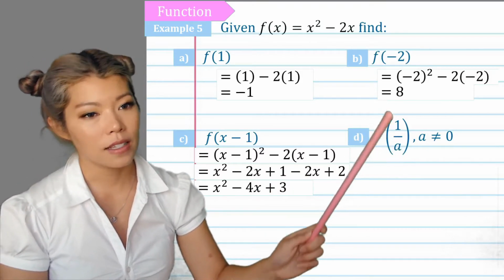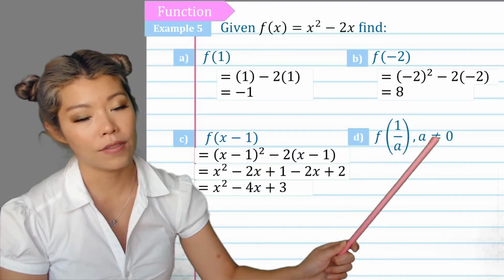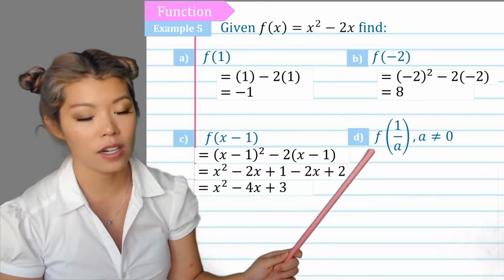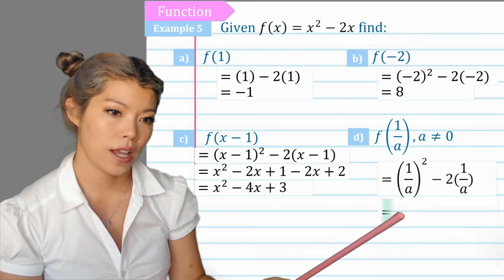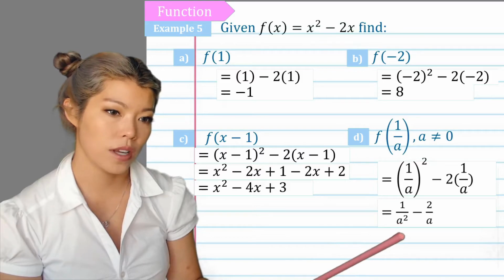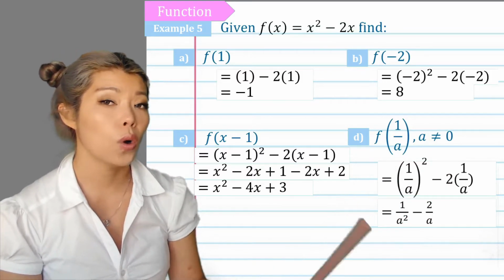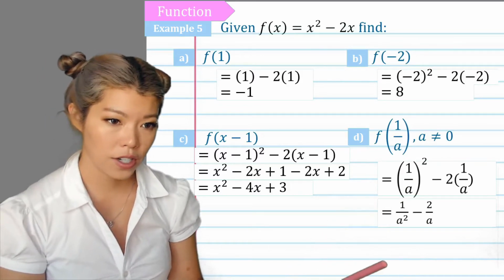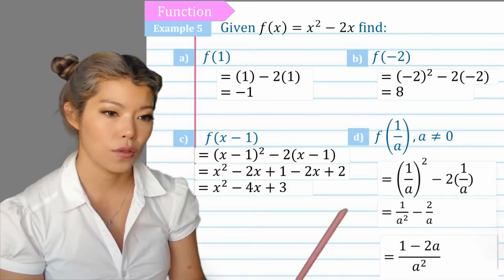Next one, when x is 1 over a, and again, whenever you see 1 over something, that something can never be 0, otherwise it doesn't work. So here we put that into the equation, and we have 1 squared is just 1, over a squared, and then minus 2, multiply that in, we have 2 over a. And we always like to combine our fractions. So multiply the right side by a, we have 1 minus 2a over a squared.